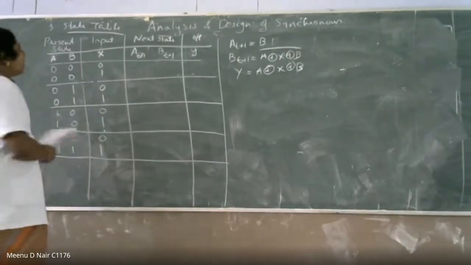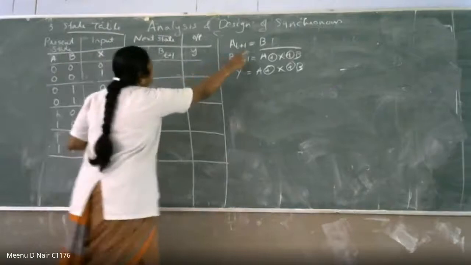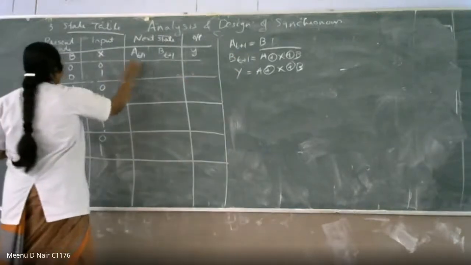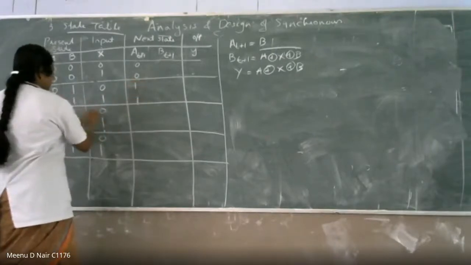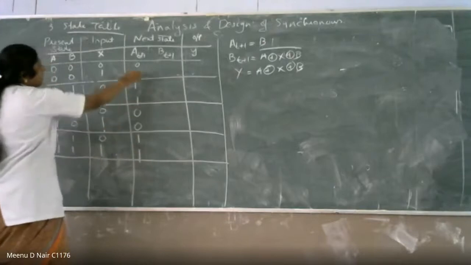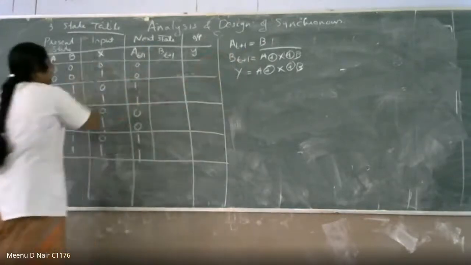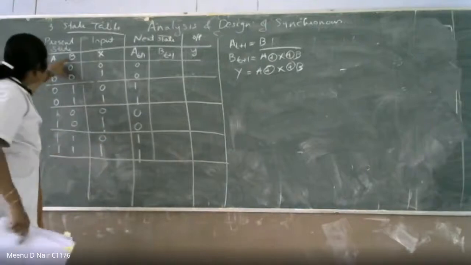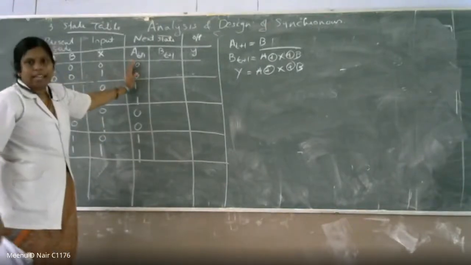Okay. Now we are going to see what is A(t+1). A(t+1) is B itself. So you can directly write what is in the B column: 0, 0 and 1 here. This is 1, this is 0, this is 0 and 1, 1. This is A(t+1). A(t+1) is nothing but B. So whatever data is available in the B column, you have to write the same here in A(t+1).